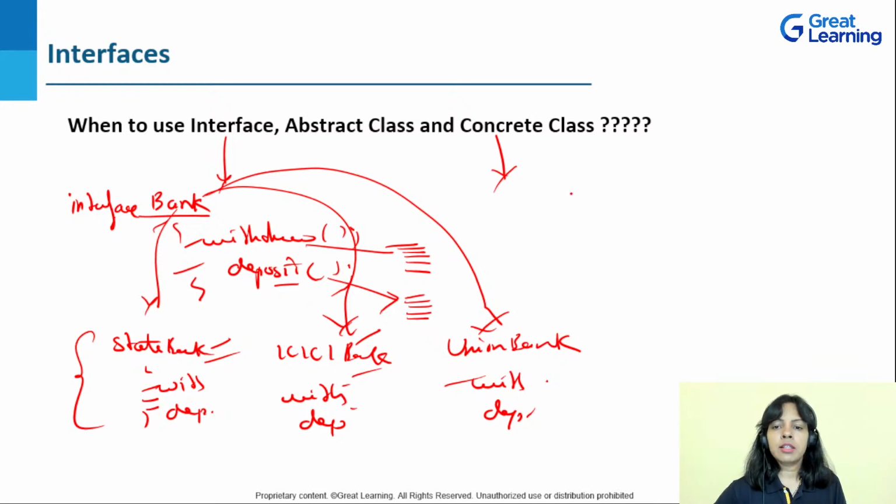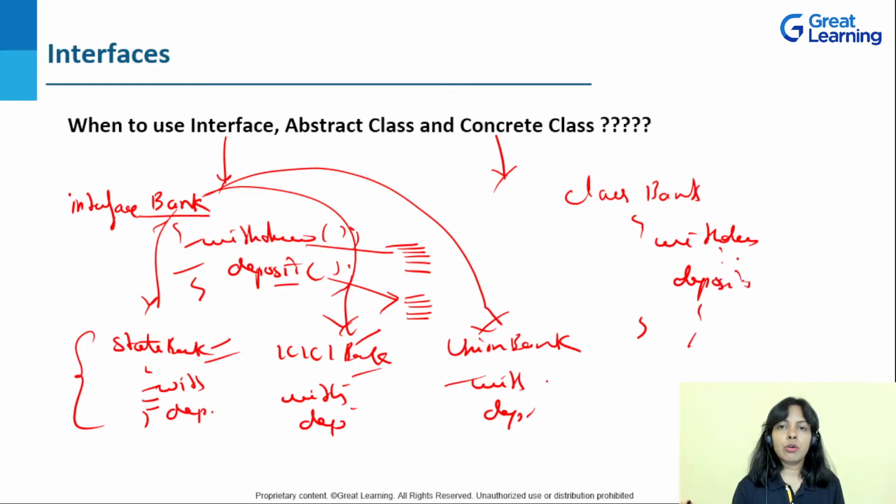Then it will become what? A class Bank, right? Which will have these withdraw and deposit methods and their implementation also. This can be further extended to the other classes, ICICI Bank, Union Bank and State Bank class. But this is called inheritance. This is not an interface. So are you getting where we can use a concrete class and where we can use an interface?